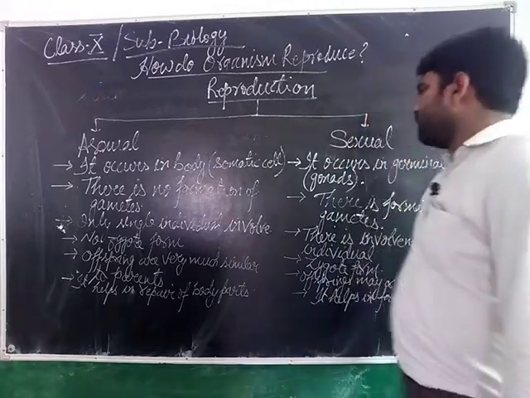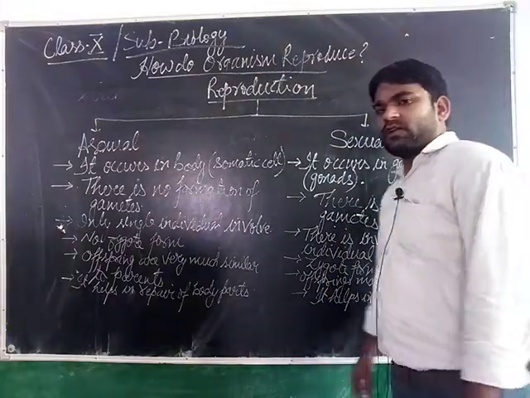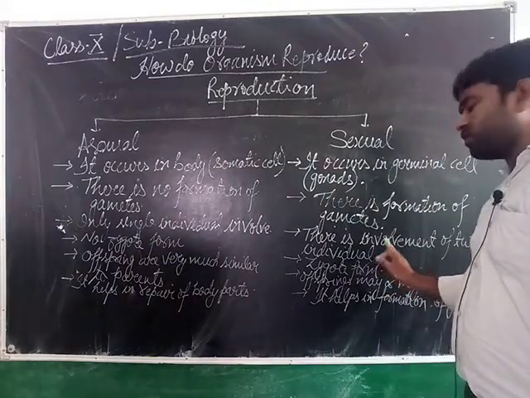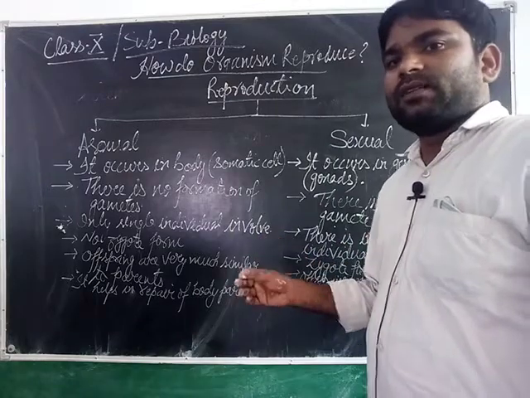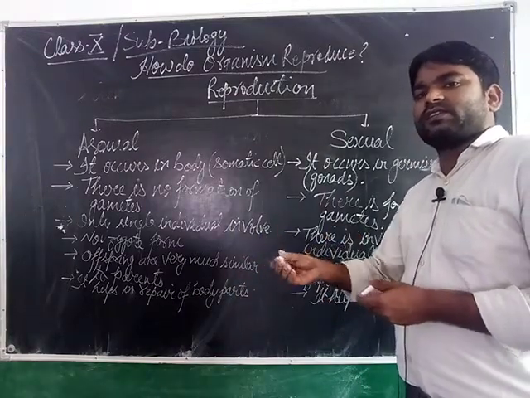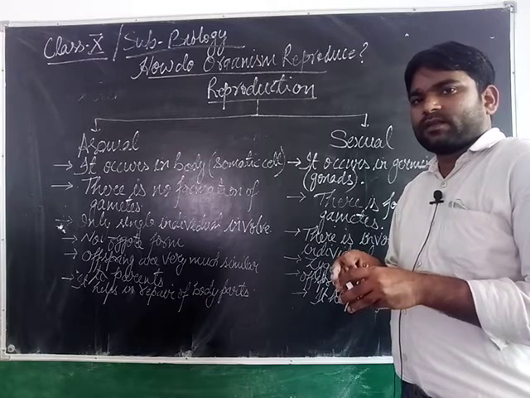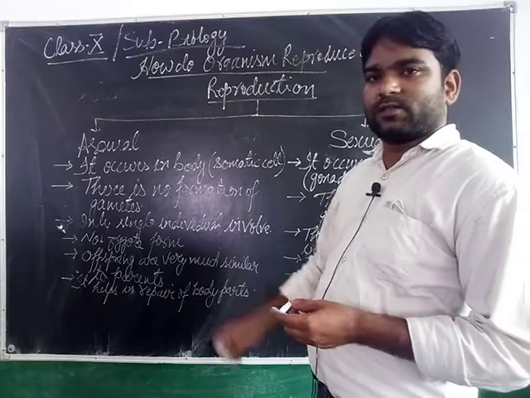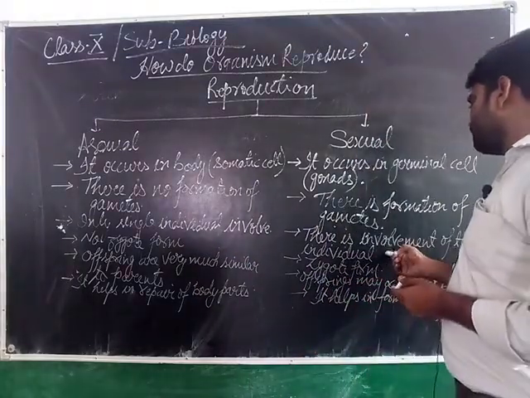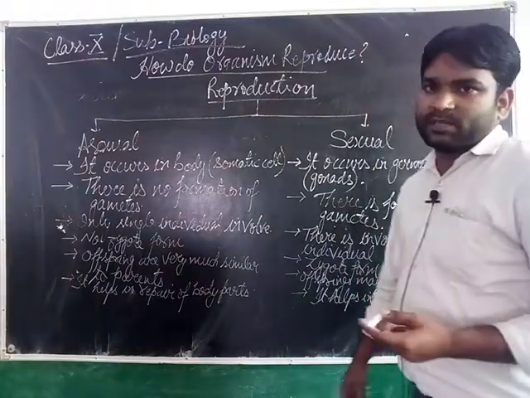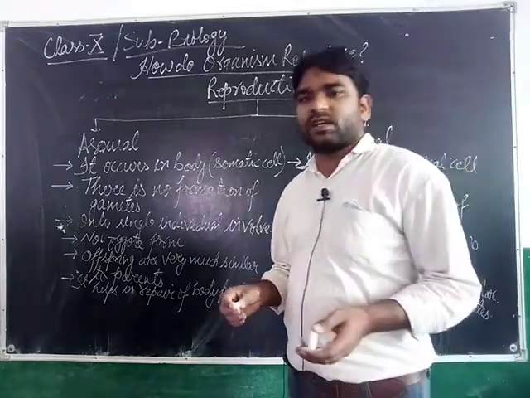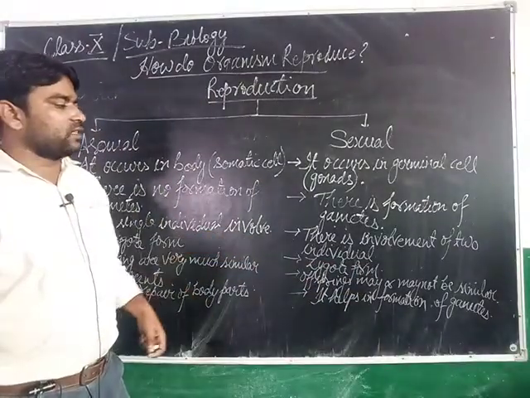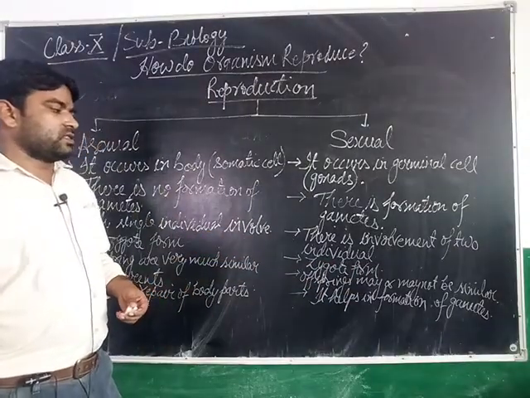Okay beta. And during sexual reproduction there is involvement of two individuals. If two individuals are involved, then the characters are transferred to the next generation. It may be mixed or the same characters. Generally the mixed characters are transferred from one generation to the next, so the individuals may or may not be similar. Individuals formed during sexual reproduction may or may not be similar.